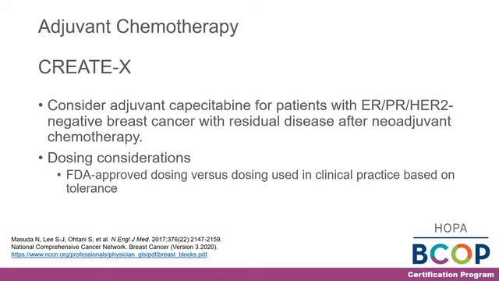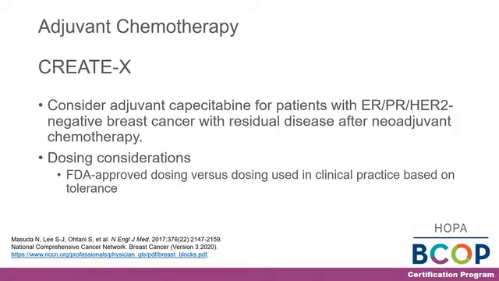Based on this study, the recommendation is to consider adjuvant capecitabine in patients who have hormone receptor negative, HER2 negative breast cancer with residual disease after neoadjuvant chemotherapy.